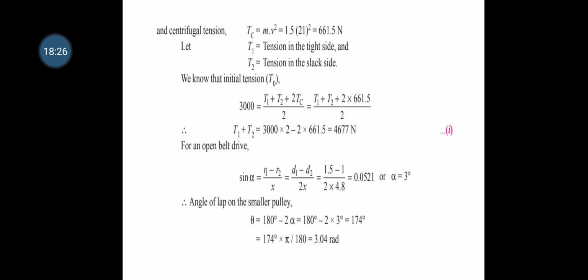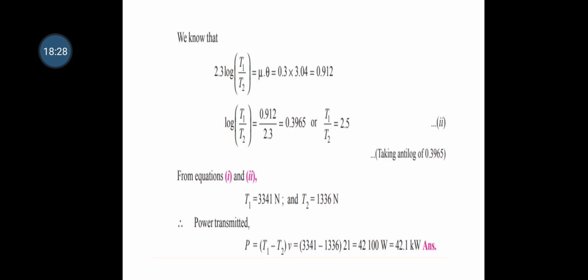So the power transmitted P is equal to 42.1 kilowatt. And next we are going to the next belt section, that is V belt.